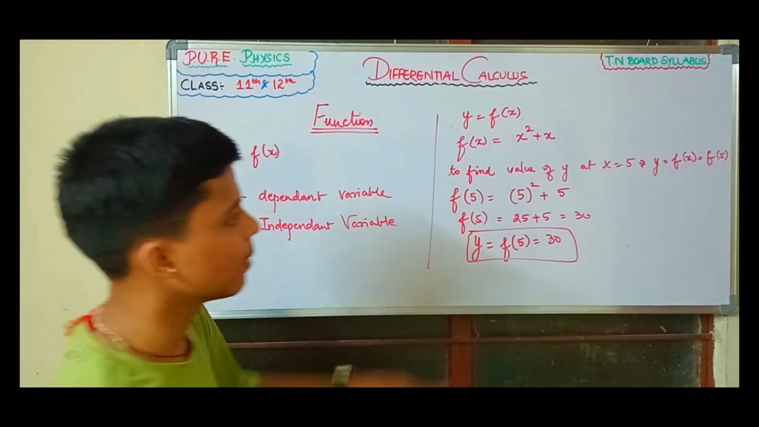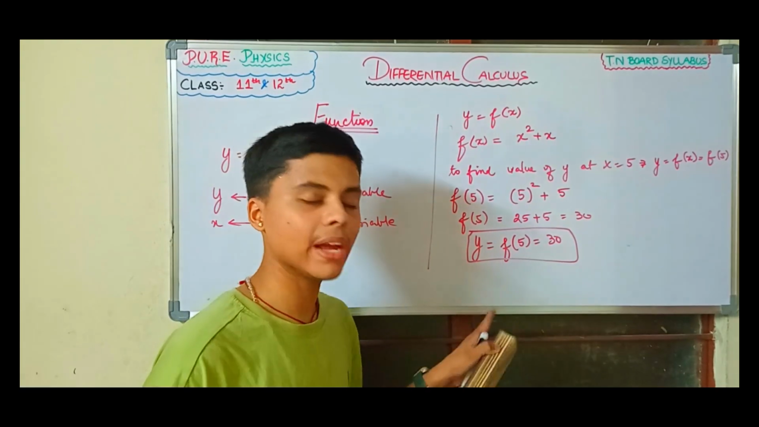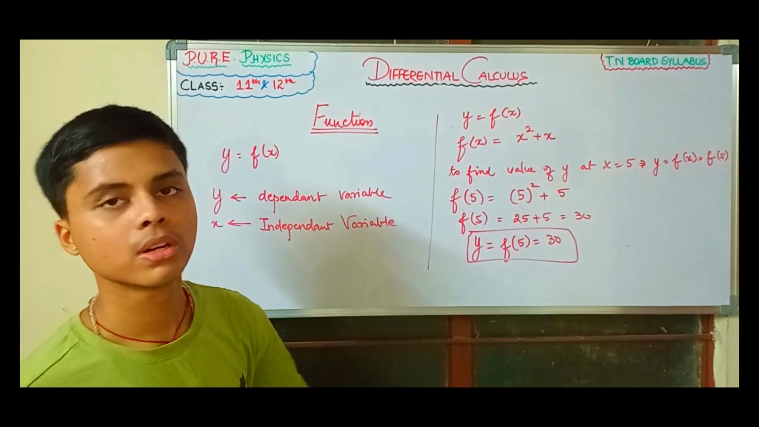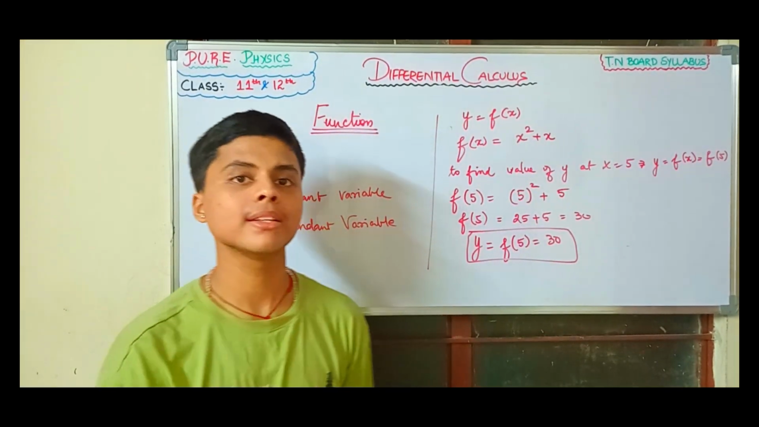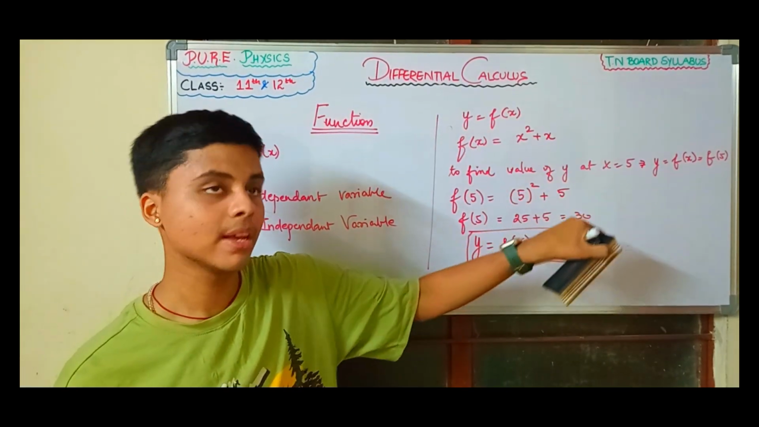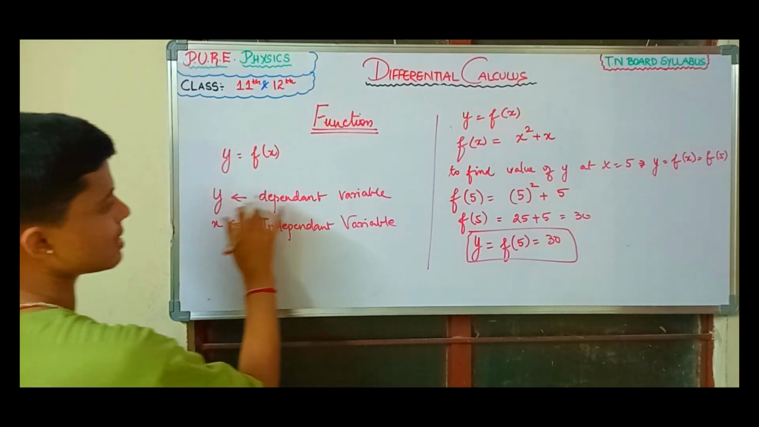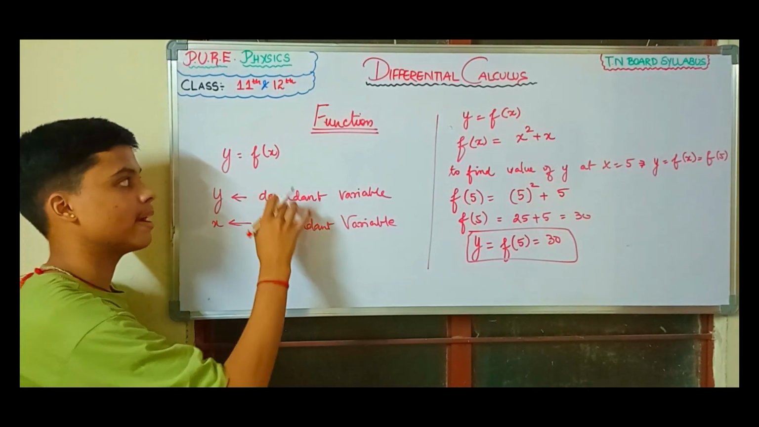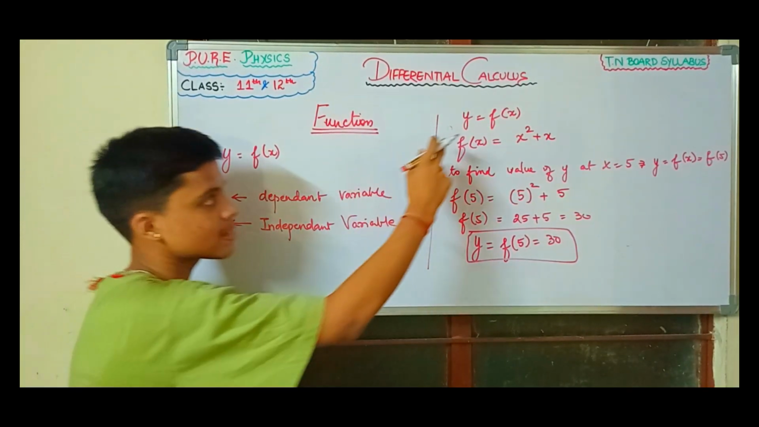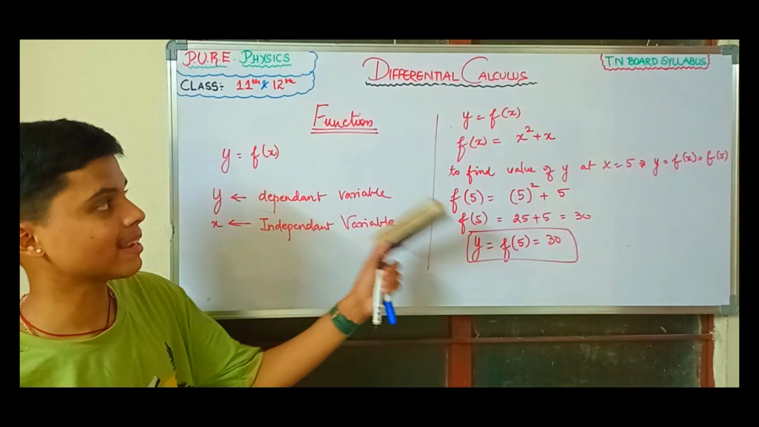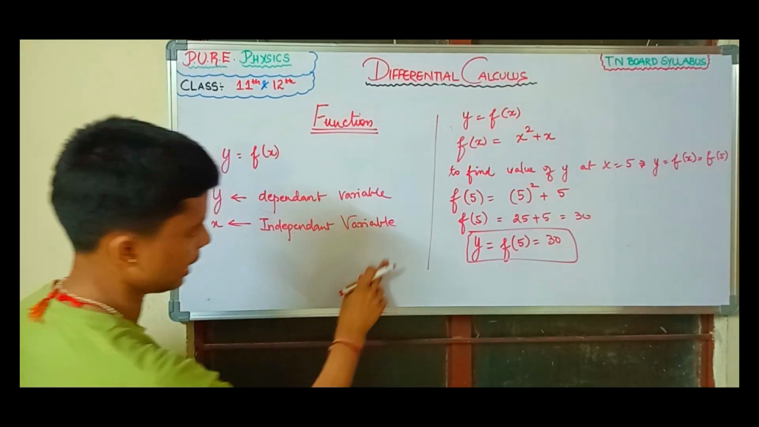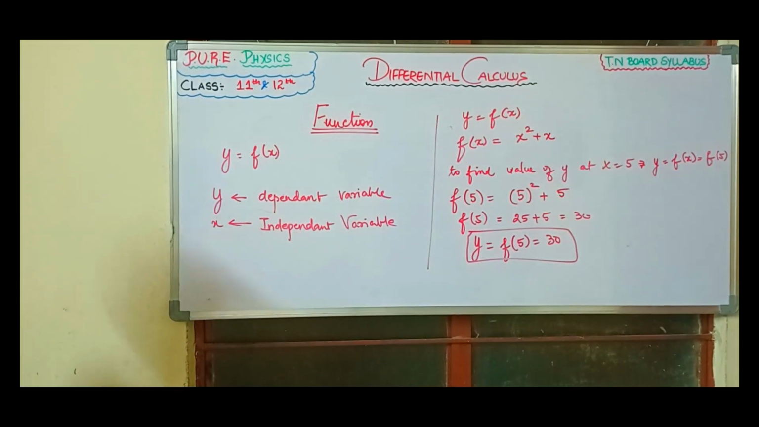So as the value of x changes, the value of y also changes. If I put in the place of x is equal to 2, my value will be 4 plus 2, 6. Like that, whenever you change the value of x, the y value will also change, because I have given the condition that y is equal to f of x. That is why we say y is the dependent variable and it is dependent on the value of x. But x does not depend on the variable y, because y does not have any equation where x is dependent on the values obtained from y. So that is why x is called the independent variable and y is called the dependent variable.